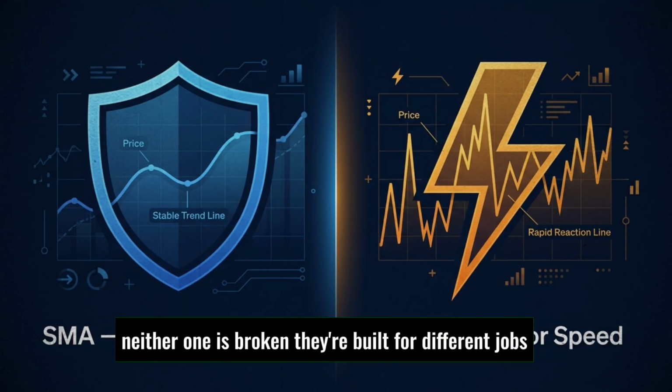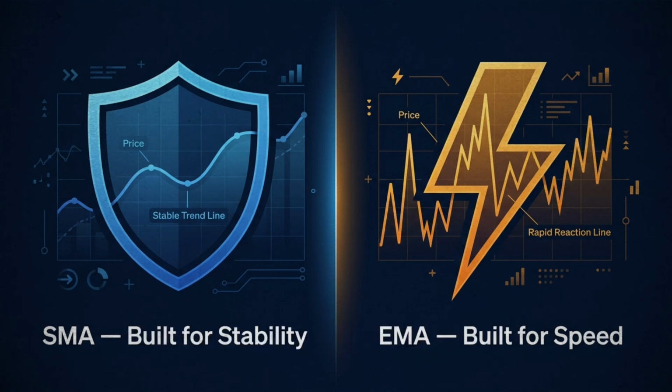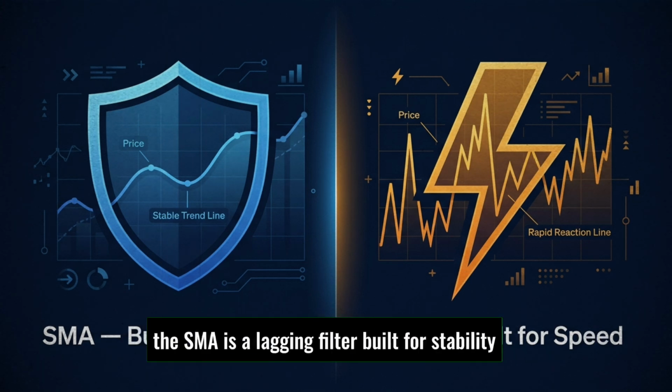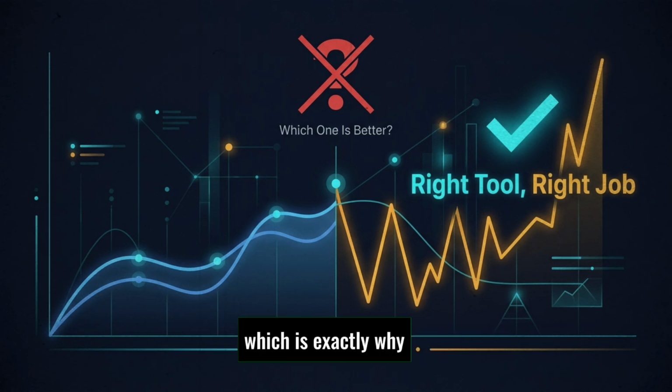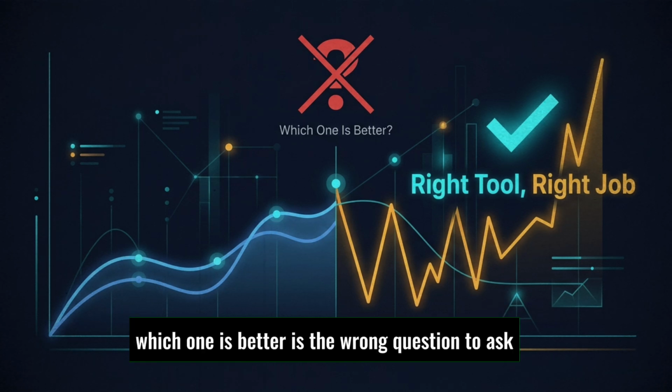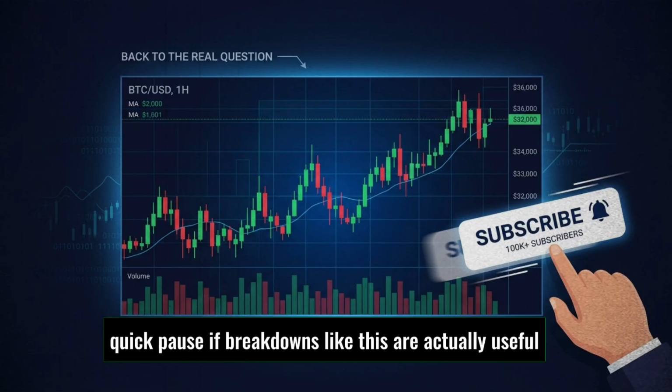Neither one is broken. They're built for different jobs. The SMA is a lagging filter, built for stability. The EMA is a responsive filter, built for speed, which is exactly why which one is better is the wrong question to ask.